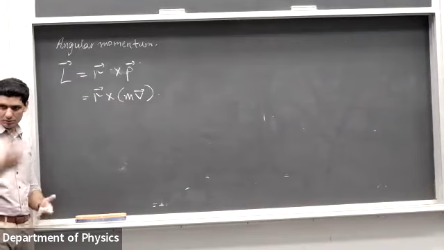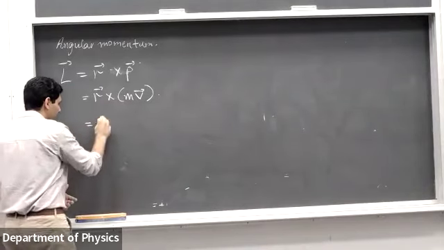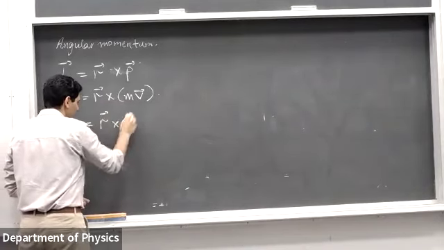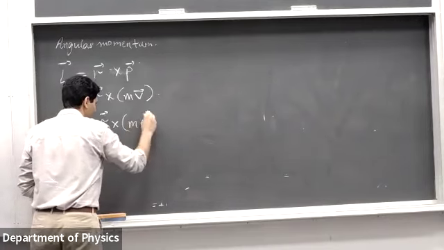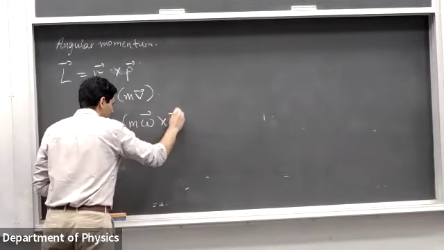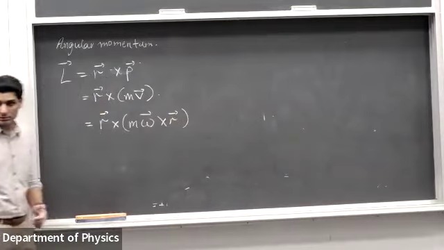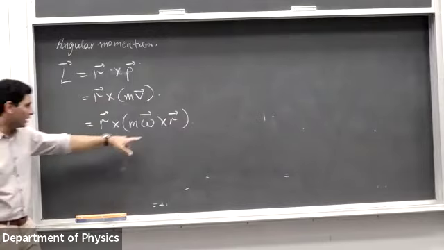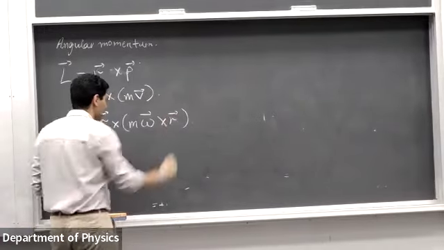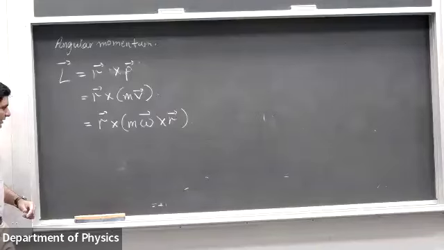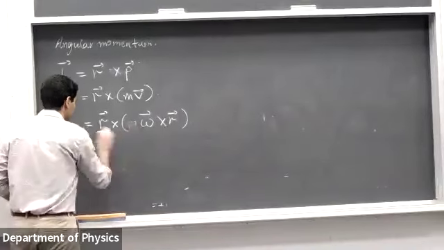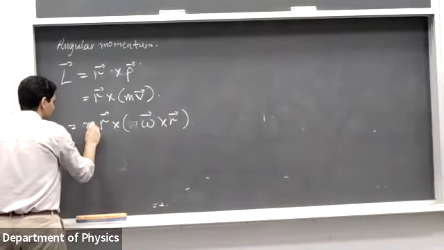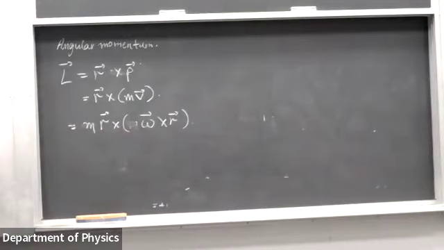Yes, simple. Now, if you're in rotational motion, your tangential velocity is given by omega cross r, where omega is your angular frequency, right? r is your position vector again. Let me pull out the m from this, it's just a constant.